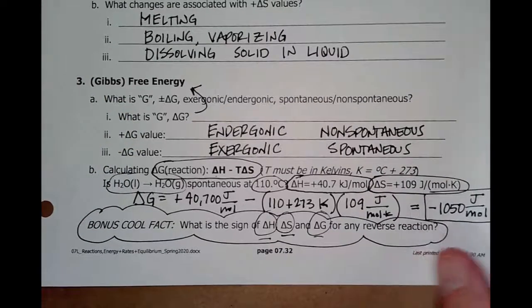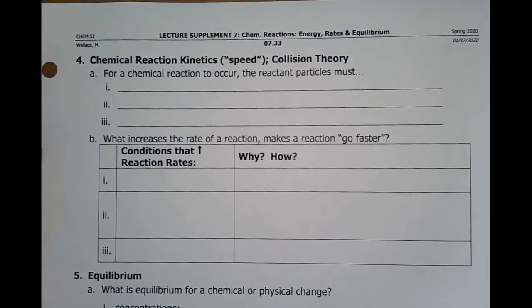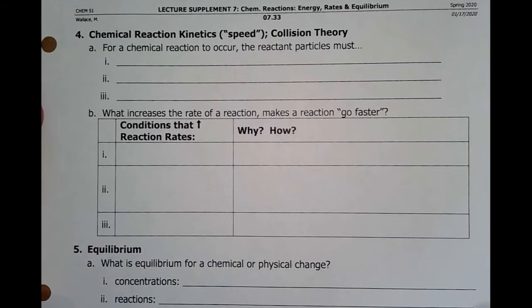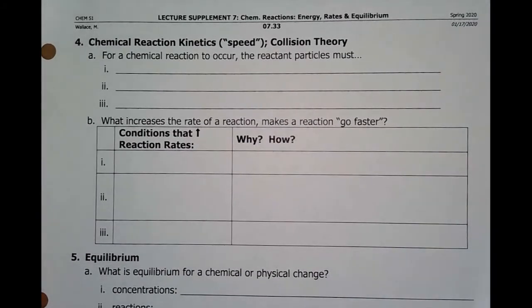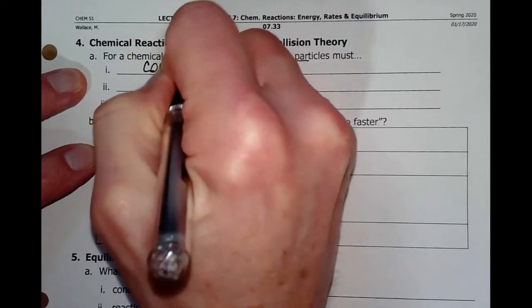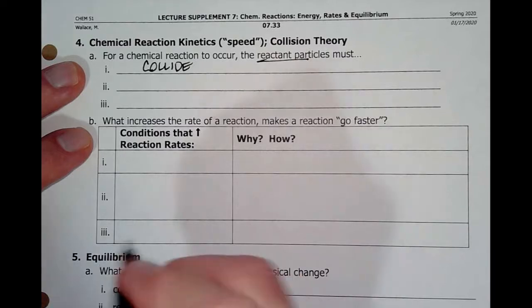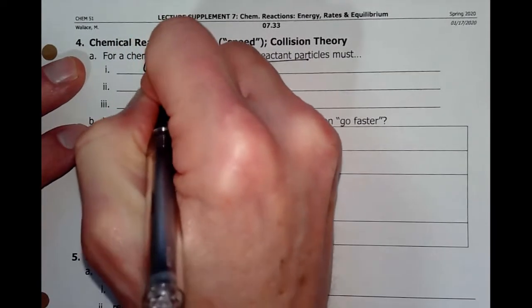All right, let's look at the very last page here, Chapter 7 review. Then we took a little side detour and we talked about how fast reactions happen. And we said, well, the reactant particles have to collide. If they're just bouncing around, not interacting with each other, there's no reaction. In fact, we call this the collision theory. And they can't just collide. They have to collide with enough energy.